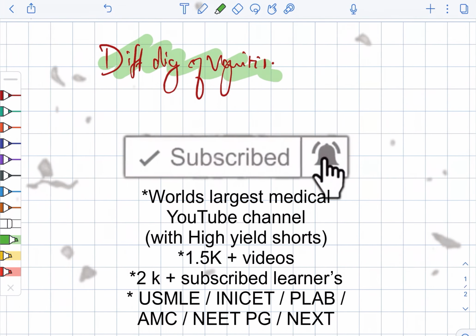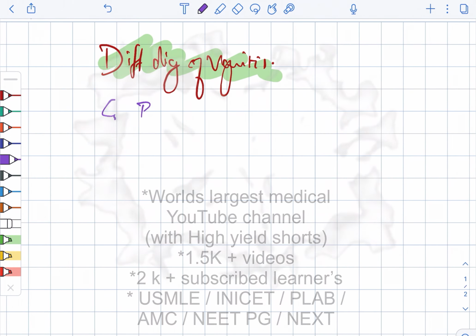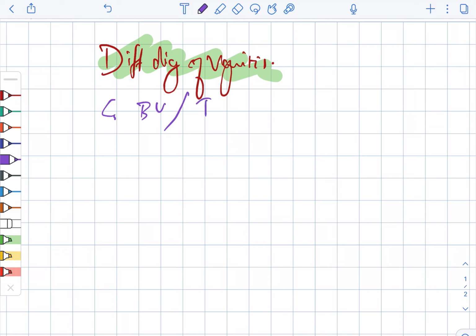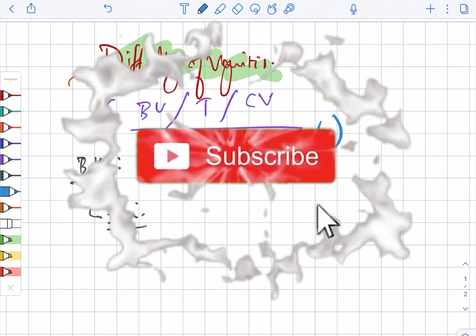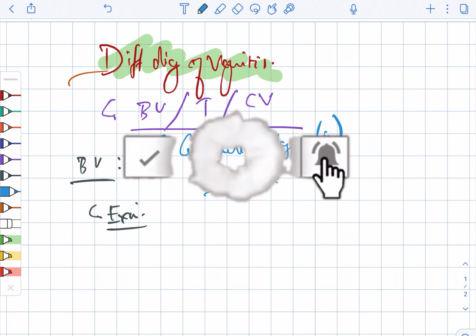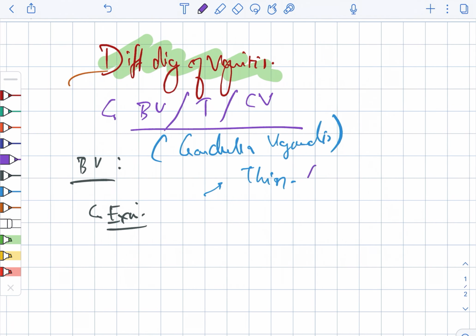Differential diagnosis of vaginitis. Broadly describing, it can be bacterial vaginosis, it can be trichomoniasis, as well as Candida vaginitis. Firstly, we are going to look at bacterial vaginosis. This is caused by Gardnerella vaginalis.